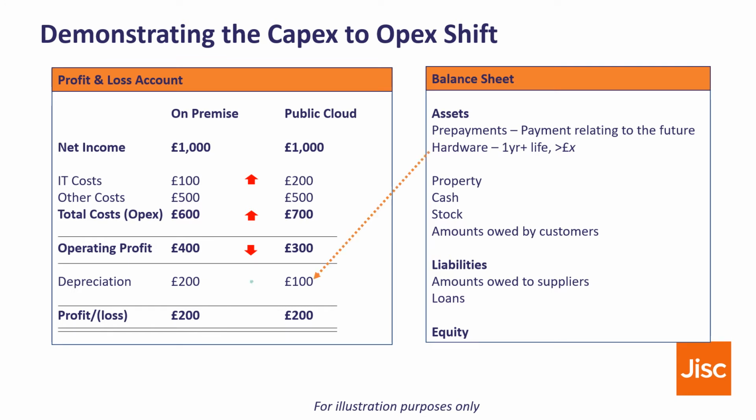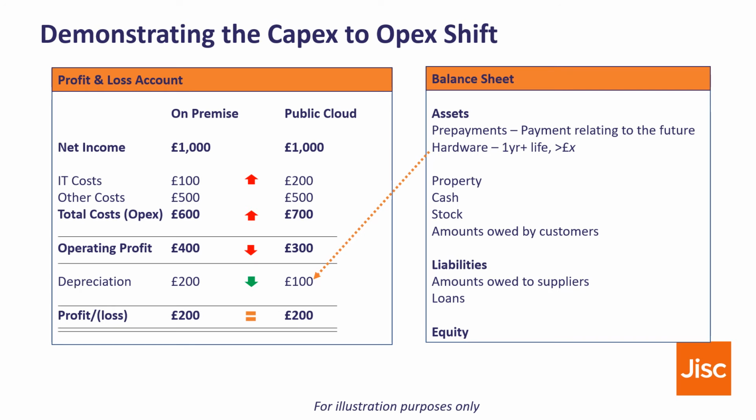Because you've no longer got all the hardware, storage and network in your data center, your depreciation will go down. And in this really simple example, where we've got IT costs going up by 100 and depreciation going down by 100, you can see that the overall profit or loss stays the same.